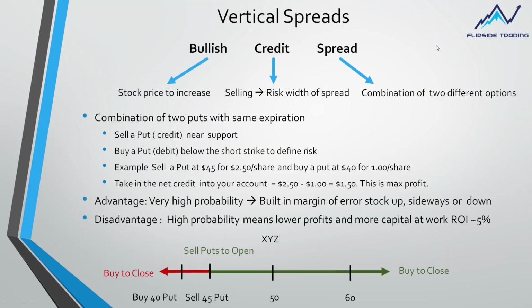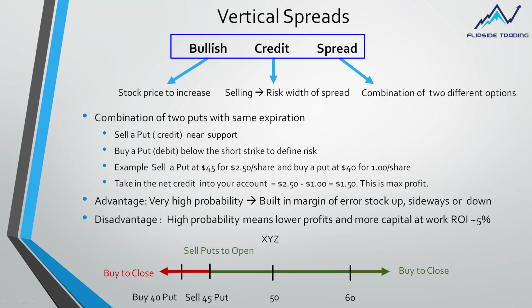Now we're talking about credit spreads. Bullish credit spread right here. For bullish, of course, we expect the stock to increase. Our overall risk: we're going to sell this to open. That's the width of the spread. Again, a spread is two different options. So I want you to think about this for a second.